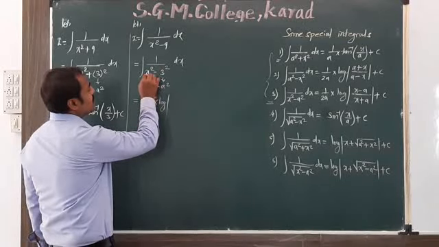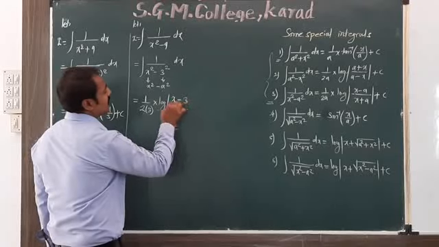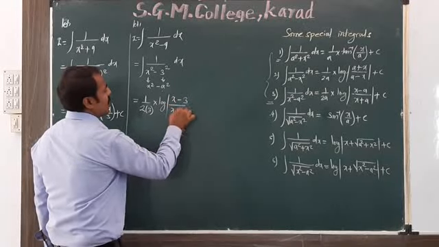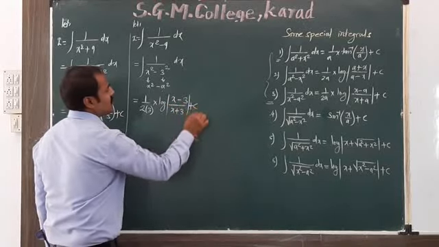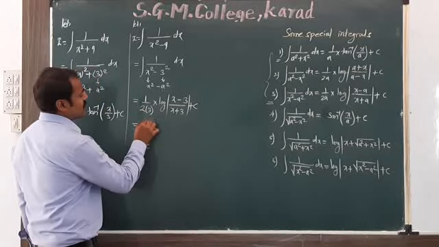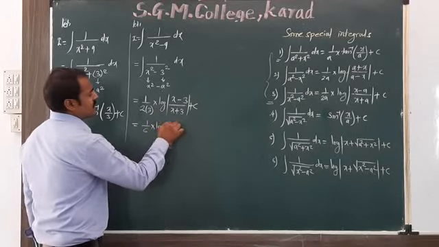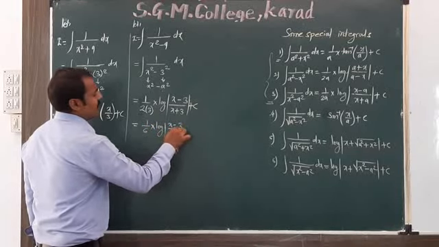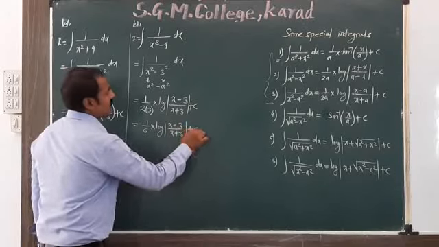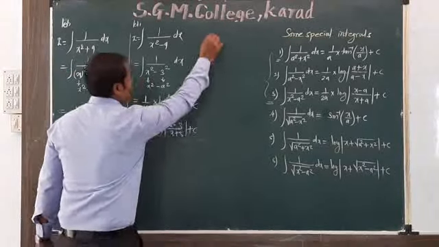Since the formula starts with the variable, write the negative factor: x minus 3 divided by x plus 3 plus constant of integration c. 1 upon 2 into 3 is 1 upon 6 into log of mod of x minus 3 divided by x plus 3 plus constant of integration c. Okay, let's see another example.